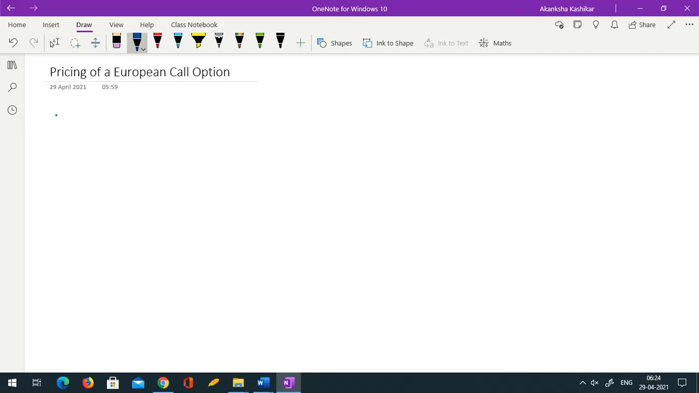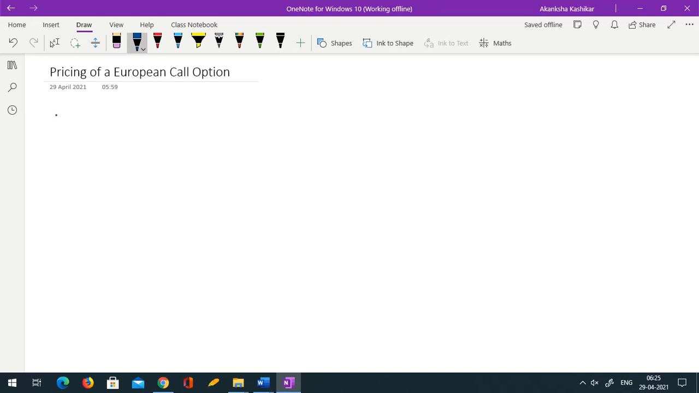Hello. Today we will talk about pricing of a European call option. Yesterday we saw the concept of risk neutral evaluation, so we are going to use the same principle. We'll first compute the expected value of the payoff from the option at capital T, and then we will discount it back to the current time point.